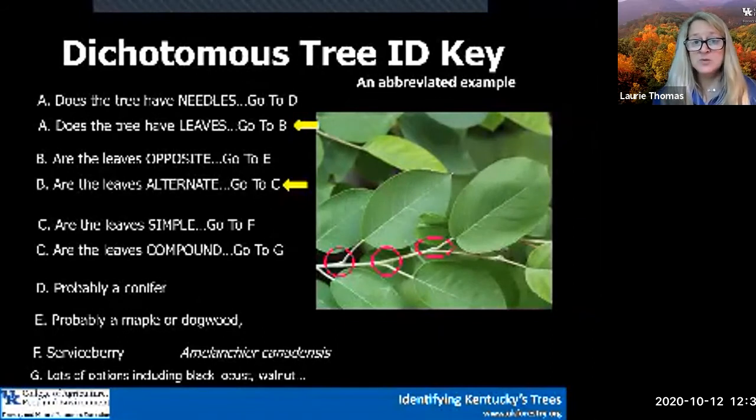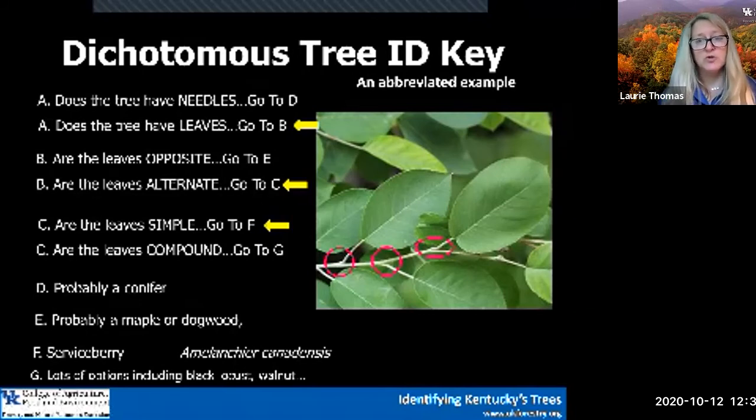Now we know this next one is going to ask a question about leaf form. So we go down to C, because that's where the key has told us to go, and it asks if the leaves are simple or compound. Well, you can't really see the bud, but there is a little bud right here, and you've got a stem and one blade. So that indicates we have a simple leaf. So now we go down to F, and we have our answer: we have a serviceberry right there. So that's a super abbreviated way that it works.